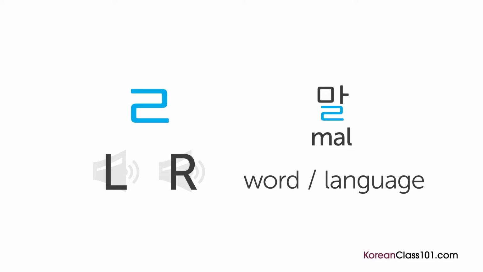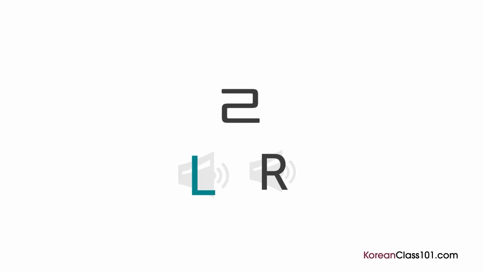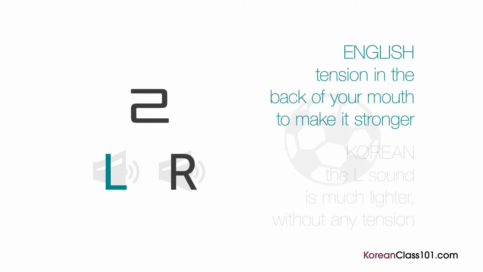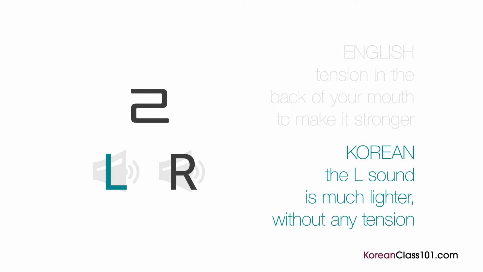The 리을 consonant is at the end of the word, so it'll be pronounced as L. Let's say it together, 말. Remember that in English, some L sounds are hard, like the L's in ball. In ball, you put some tension in the back of your mouth to make it stronger. In Korean, the L sound is much lighter without any tension.